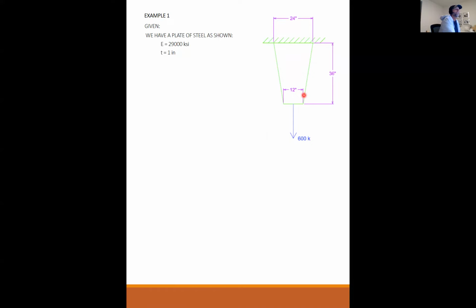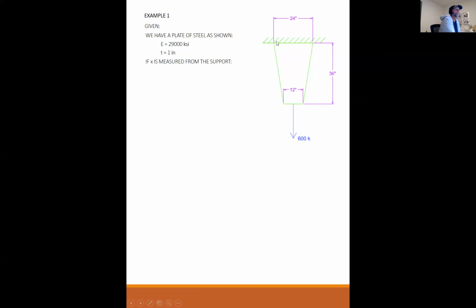So this is actually very reminiscent of a gusset plate in a braced frame. So this is not totally unheard of. And 600 kips is a lot, but some of these braced frames do carry a lot of load. So this is not unheard of.